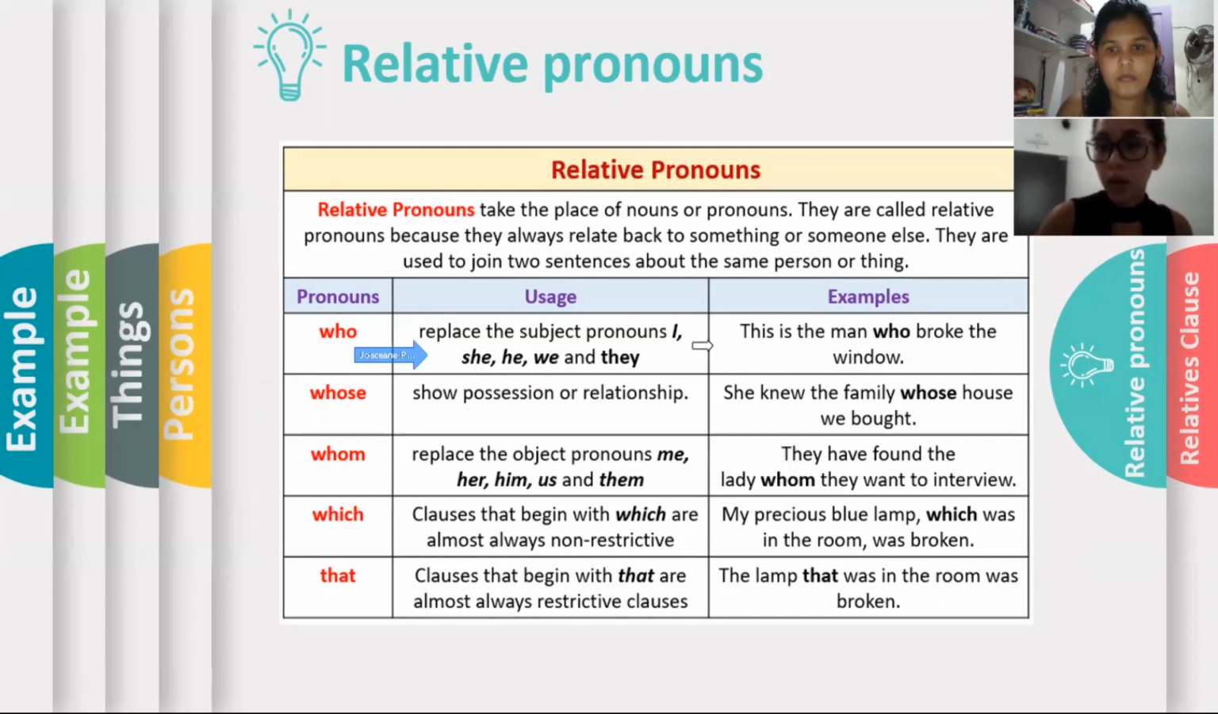Example, this is the man who broke the idol. Sorry. Pronoun which. Clauses that begin with which are most often non-restrictive. For example, my precious blue lamp, which was in the room, was broken. Pronoun that. Clauses that begin with that are almost always restrictive clauses. Example, the lamp that was in the room was broken.